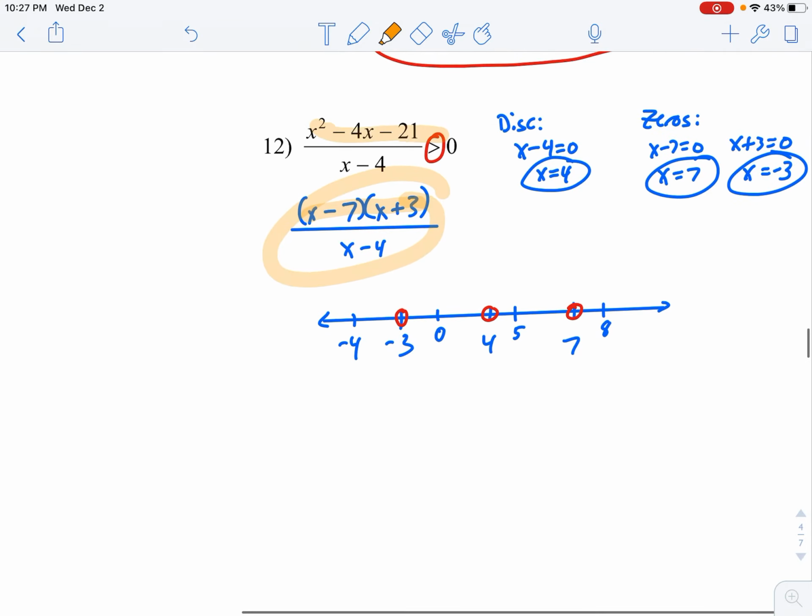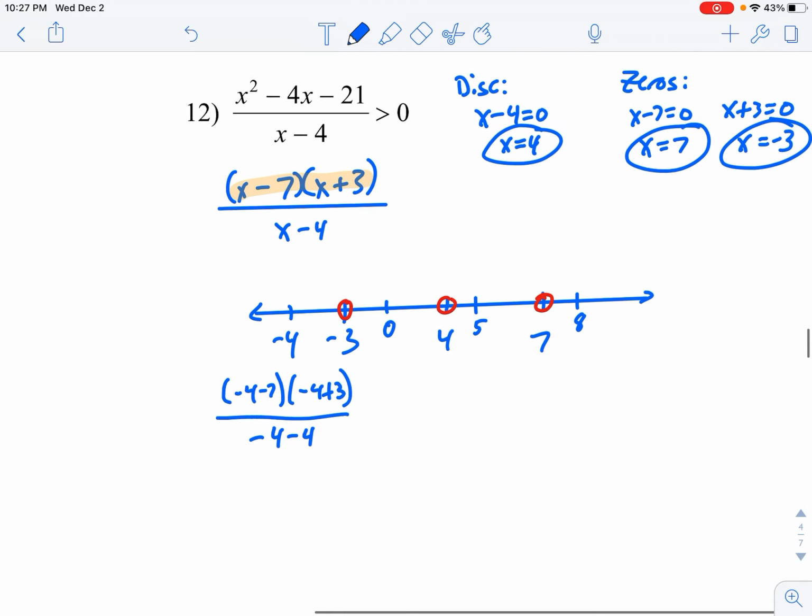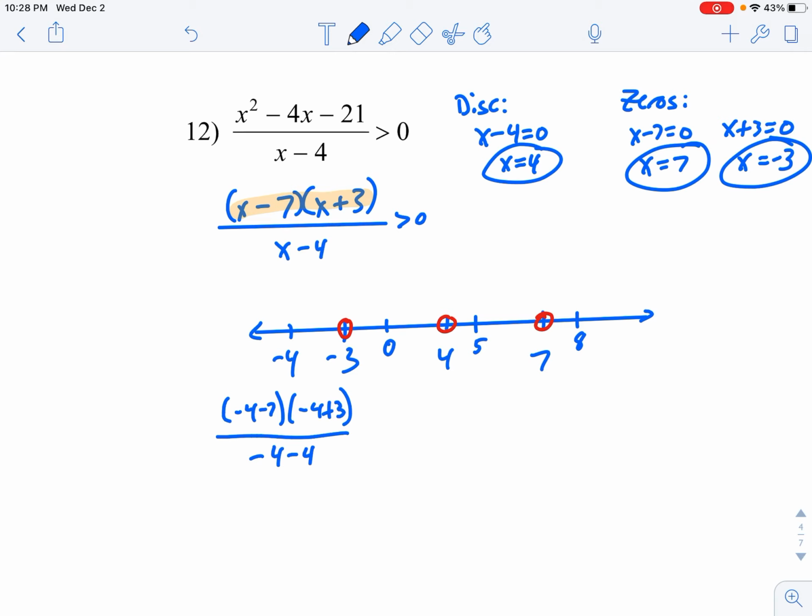You might ask, could you plug it into the original? Yeah, you could, but it's easier when you just use the factored version, or I think it is. So here. Negative 4 minus 7, negative 4 plus 3, or negative 4 minus 4. Is that greater than 0?